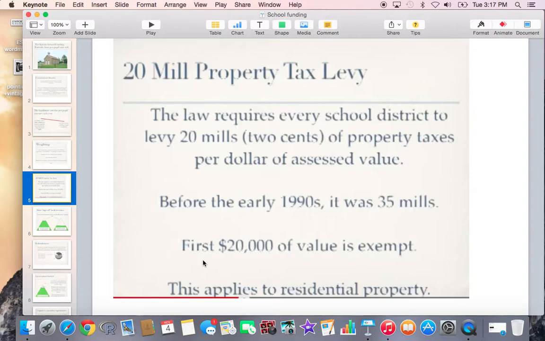Property taxes can be handled a number of different ways. Property can be classified a number of different ways. That can include residential property, but also commercial property where businesses operate, industrial property where industries can operate, agricultural, of course, farming. This 20 mil property tax levy is for residential property. It's different if the property is zoned for something other than residential use. It may still be taxed, but at a different rate.